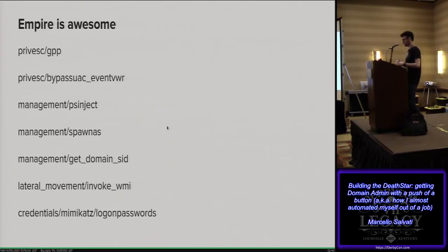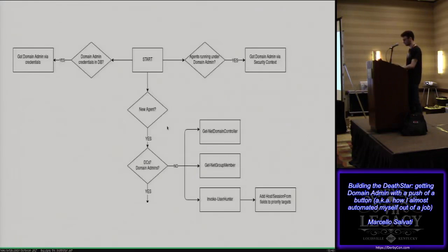Again, all of this functionality was already built into Empire. When I was initially trying to come up with a way to automate this whole thing, Empire was just the obvious choice. And thankfully, it has a RESTful API, so we can automate the entire process. This is the flow graph of how DeathStar actually works, and I apologize if it's small, but I'll be posting the slides online, so you can look at it later.